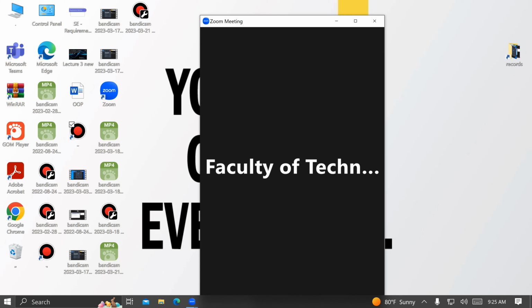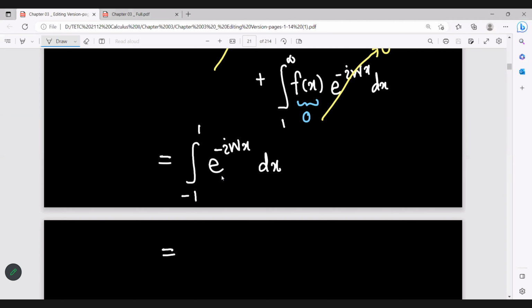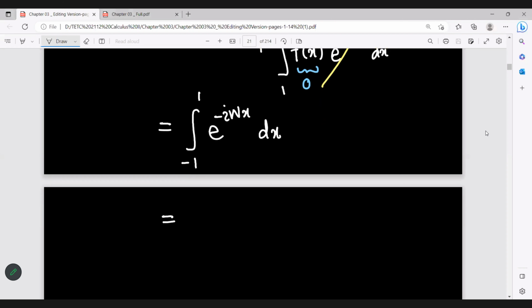Okay, let's do this example. Let's complete this one. So we have to integrate e to the power minus iwx with respect to variable x. What is the integration of e to the power minus iwx? It is e to the power minus iwx over minus iw.